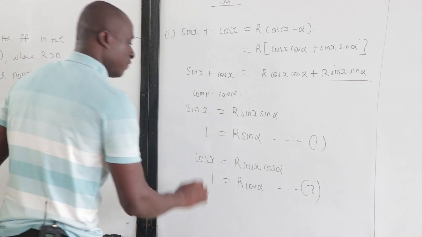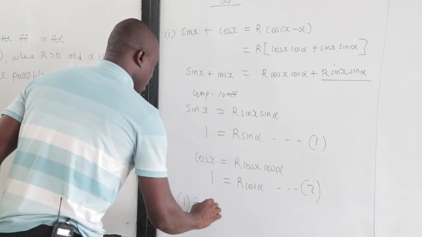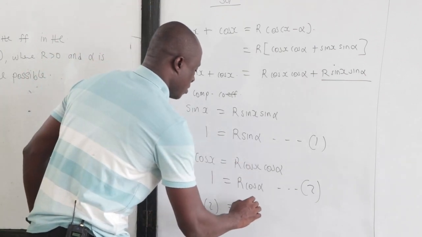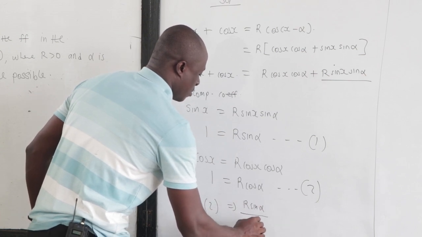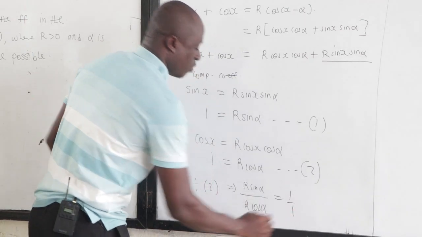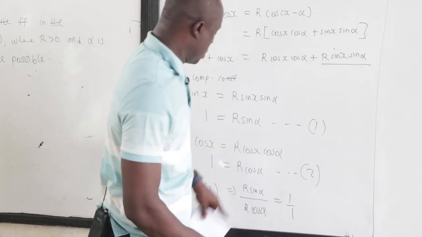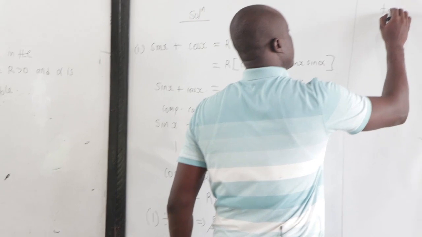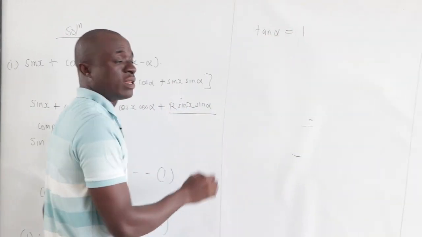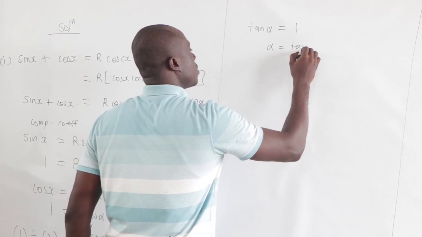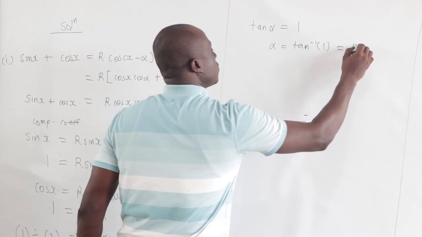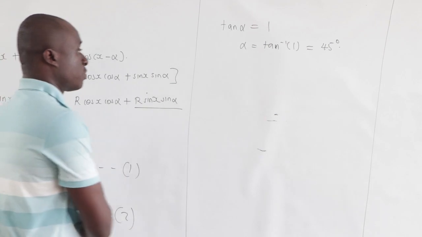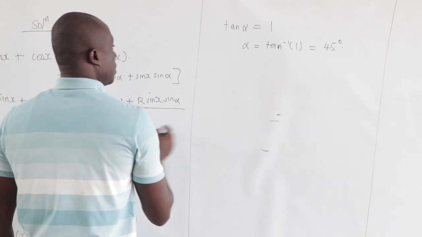Now finding alpha, how can you find alpha? Equation 1 divided by equation 2. We have r sine alpha all over r cos alpha equal to 1 over 1, which is the same as 1. So here r cancels r, sine alpha over cos alpha is giving us tan alpha. So you have tan alpha equal to 1. We want to find alpha. Alpha equal to tan inverse of 1, and this is 45 degrees. So we've been able to find alpha, that's the smallest possible angle.